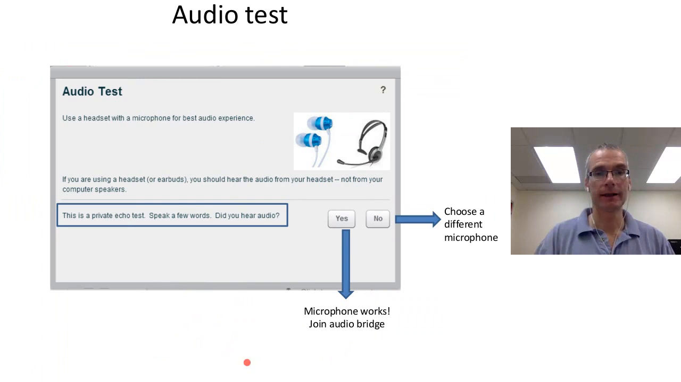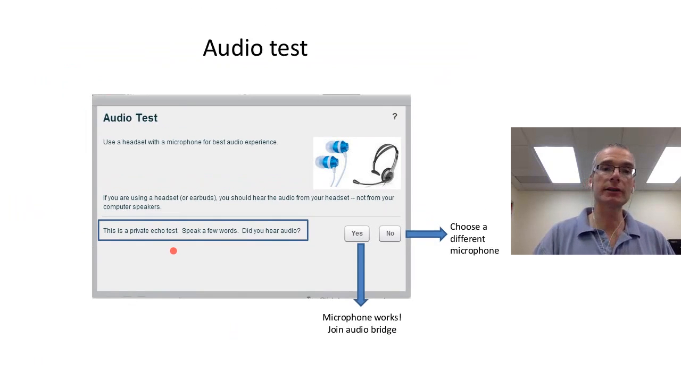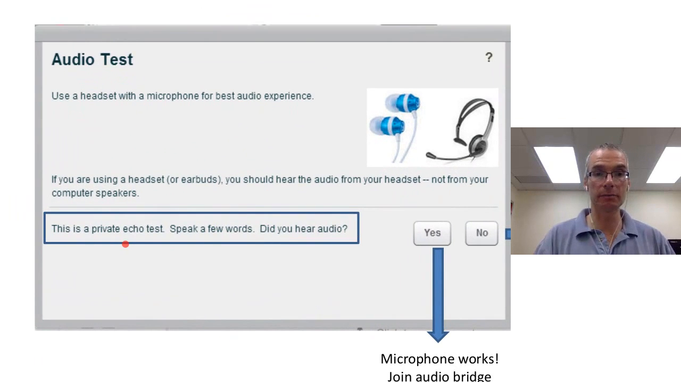Okay. Once you've given access to your microphone, BigBlueButton puts you into a private audio room. So you're not in the main conference room yet. You're in the private audio session, and it's an echo session, so anything you say will get echoed back to you. This allows you to speak a few words and see if you can hear yourself in your headset. The audio goes through your microphone, through your computer, all the way to the BigBlueButton server, and all the way back into your headset.